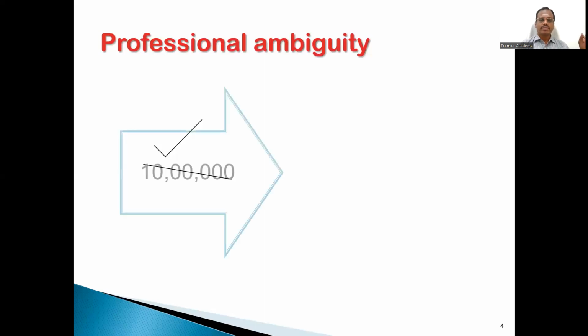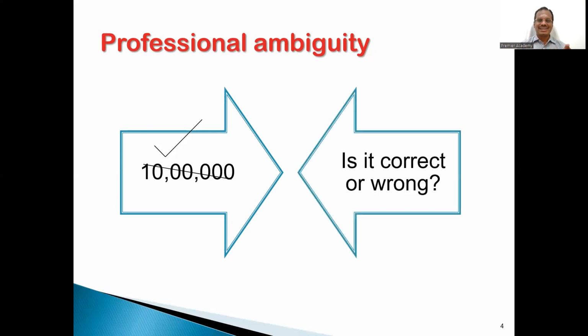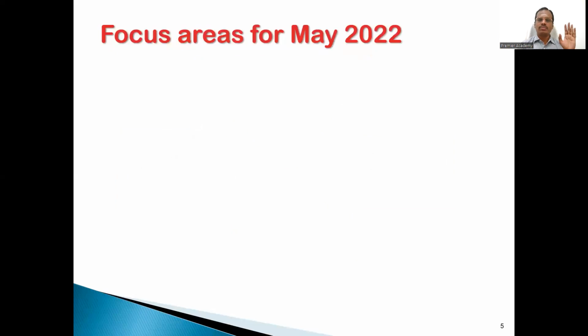So ensure that. Then there is something called professional ambiguity. After writing an answer, if a candidate crosses that number, okay, up to that there is no confusion. They are not happy with the answer, so they cross. But again, putting a tick mark confuses the other side. They wonder whether it is right or wrong. Avoid this sort of problem.